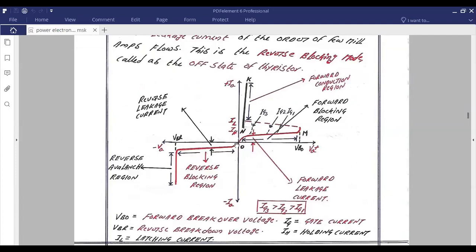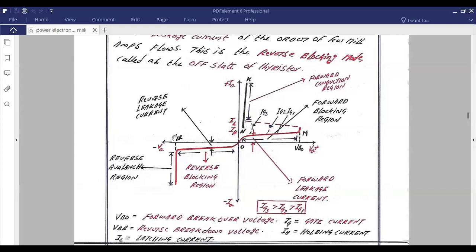From this 0, you are going to consider the x-axis with voltage and the y-axis with current. This VA positive represents the voltage applied between the anode and cathode being positive. This VA negative is the voltage applied between the anode and cathode being negative. So from this point to this point, whatever voltage is applied is going to be applied in reverse.